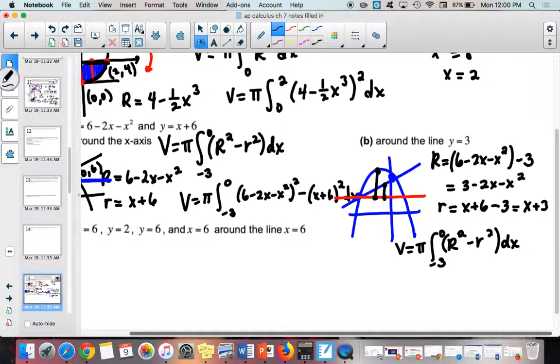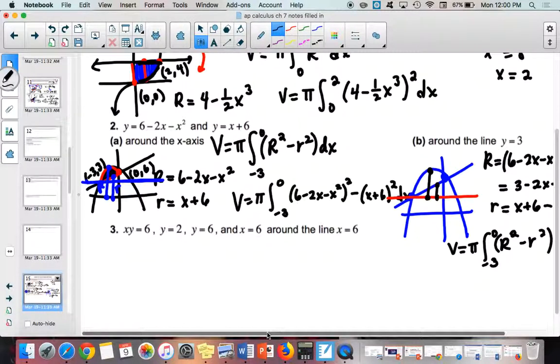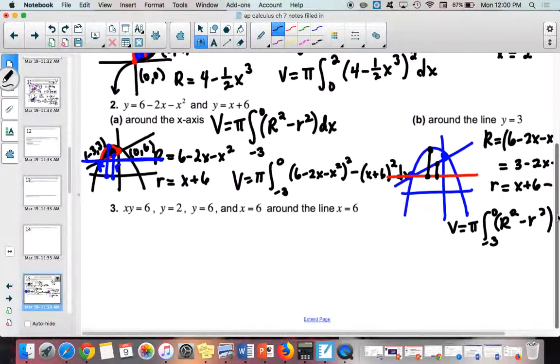All coming back? No? See why I waited on this section. I was like, oh, this would be a good one to do after spring break. All right, so the next one.